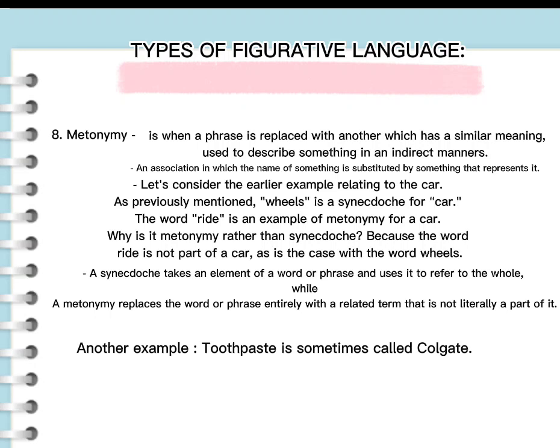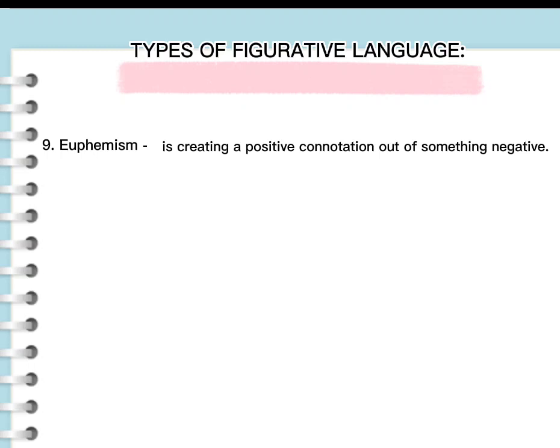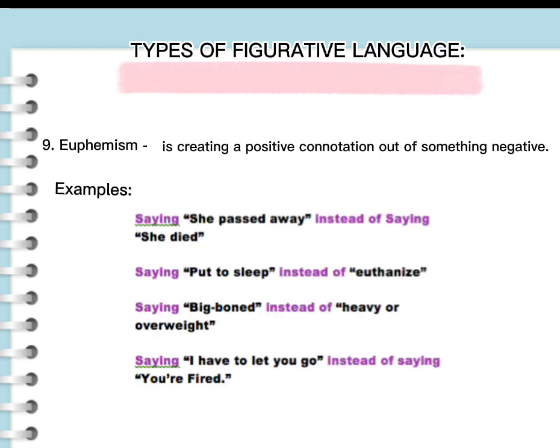Let's proceed to another type, which is the euphemism. Euphemism is creating a positive connotation out of something negative. So the idea is to substitute a word or phrase with a more pleasant one. For example, instead of saying you are an illegitimate child, you say love child. So here are the other examples. Saying she passed away instead of saying she died. Saying put to sleep instead of euthanize. Saying big-boned instead of overweight. Saying I have to let you go instead of saying you're fired.